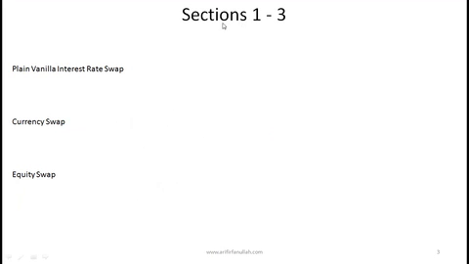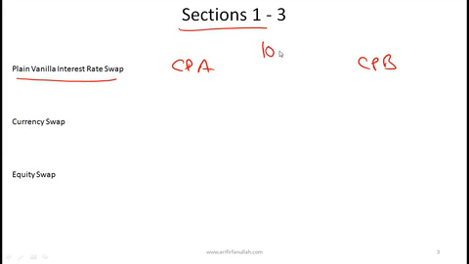Let's first do a quick recap of swaps. So this would serve as a quick summary of what you studied at level 1. The most basic kind of swap and the one that is used most often is a plain vanilla interest rate swap. A plain vanilla interest rate swap is simply a swap of cash flows. Typically you have two parties, so you might call them counterparty A and counterparty B. Both of them agree on some notional principal of say $100 million.